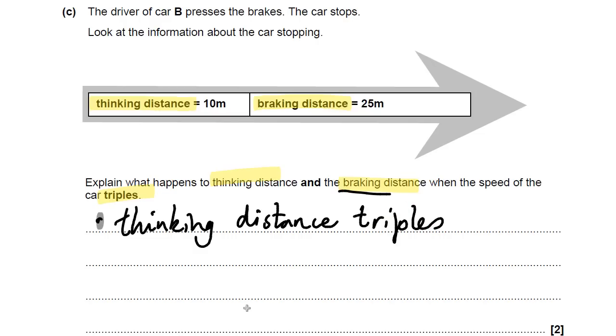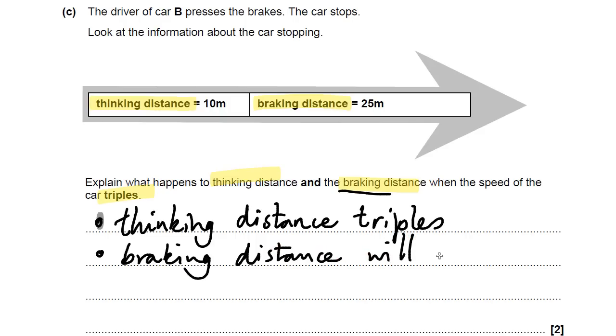But the braking distance is slightly different because it's dissipating kinetic energy into the form of heat. It's actually a square relationship. If you can imagine in maths, it's a y equals x squared relationship. Think about the shape of that. So actually, it will be 9 times as far. The braking distance will increase by 3 squared, which is 9 times.